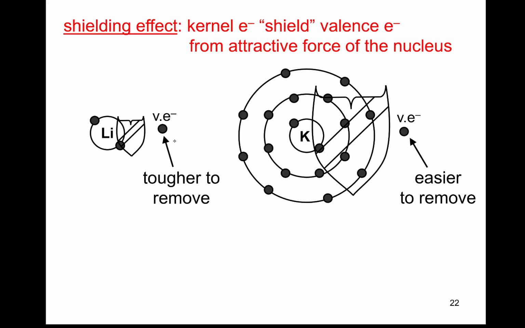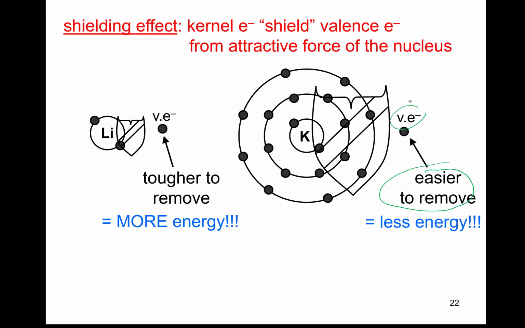So remember, the shielding effect is when those kernel or core electrons shield the valence electrons from the attractive force of the nucleus. So when there's a lot of shielding going on, like on the right side with the potassium atom we're looking at, it's going to be easier to remove this valence electron. It's not going to require as much energy. When it's easier to remove, that means there's less energy needed, right? It's like if you try to push a heavy desk versus a lightweight chair, the easier it is to push, the less energy you have to use.